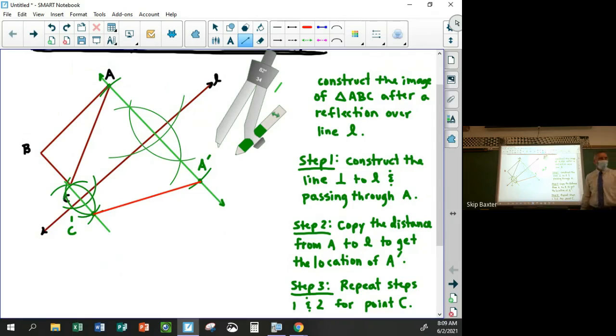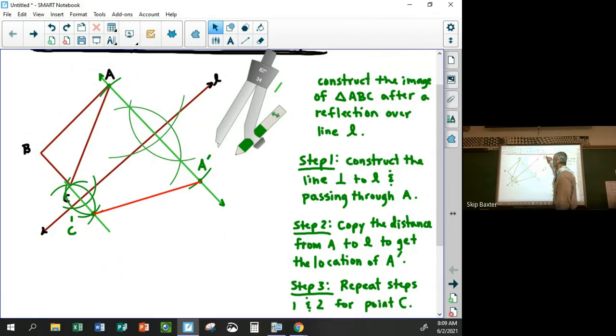Now I could, if I wanted to, it would be full credit to do the same process again to B. That's kind of a lot of work. So instead what you can do is you can just copy this distance and this distance to get the location of B. All right, so let me actually do it, then I'll write the instructions.